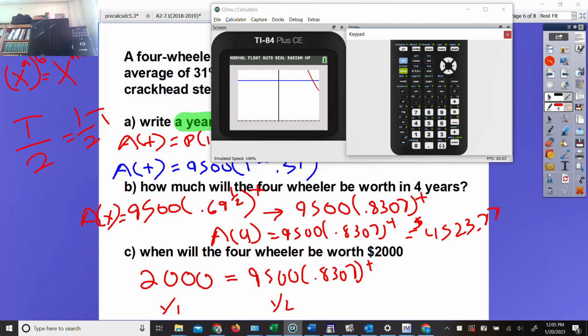Anyways, we're here. Second trace, what? 5. 5 for intersect. That's probably the last time I'll go slow on this. Anyways, is there only one intersection? Just press enter 3 times. Enter, enter, enter. There you go. About 8.4 years. What you got? Okay.